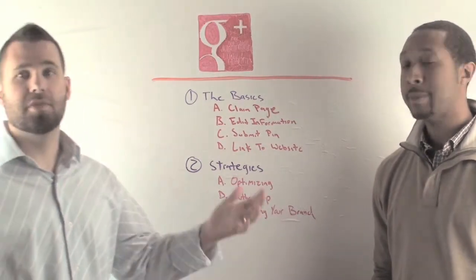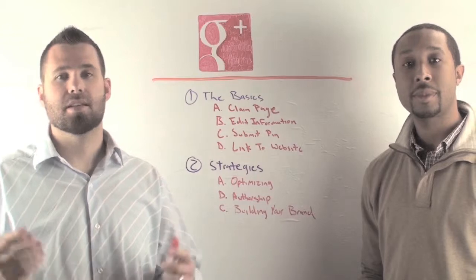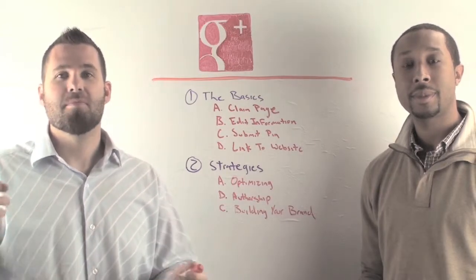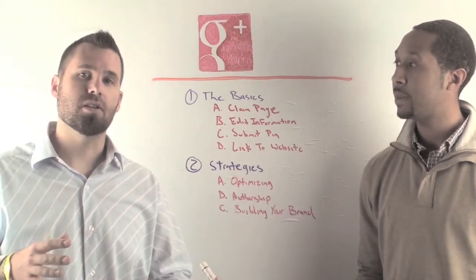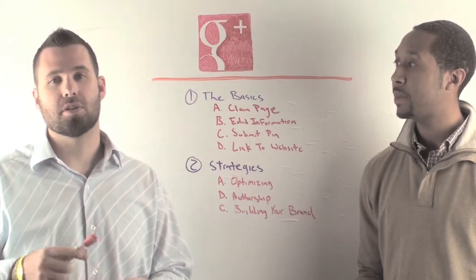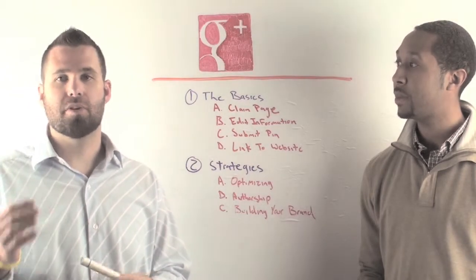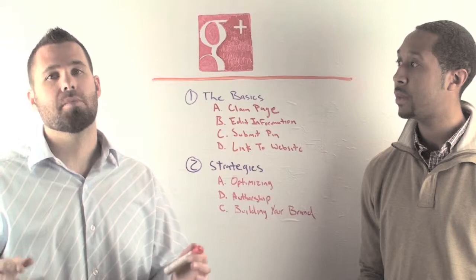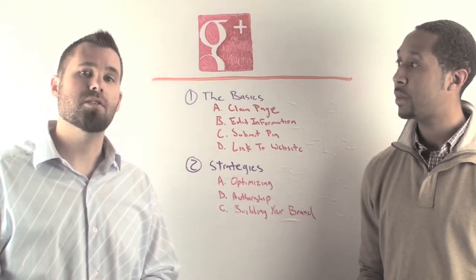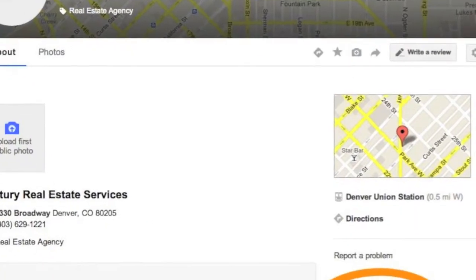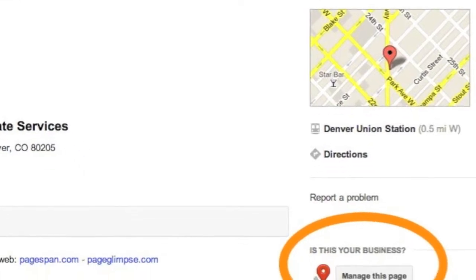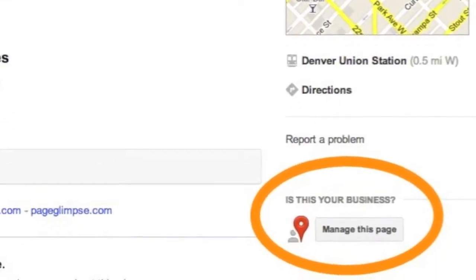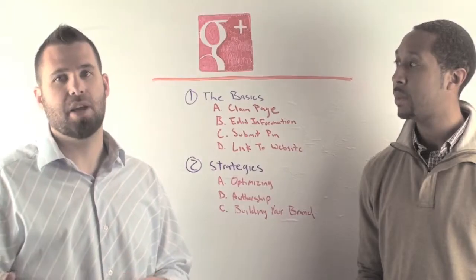First thing, obviously, claim your page. That's the first step. So how you do that, make sure to go into Google Plus and do a search for your business first. Do a search for your business and your address and see if there's already a page there. If there is a page there, then go down to the bottom of that page and you're going to see manage this page. You can click on that and you'll go through the process of claiming the page that way.